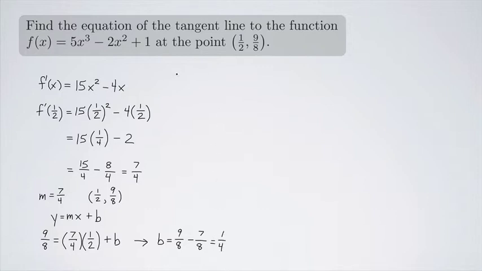So the equation of my tangent line is going to be y equals, let's see, the slope, 7/4, x plus the y-intercept, 1/4.